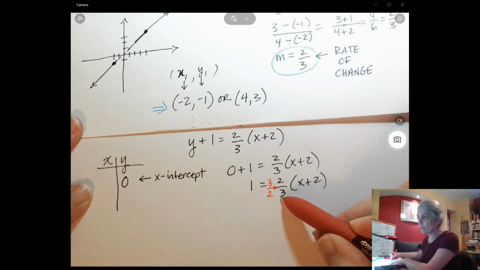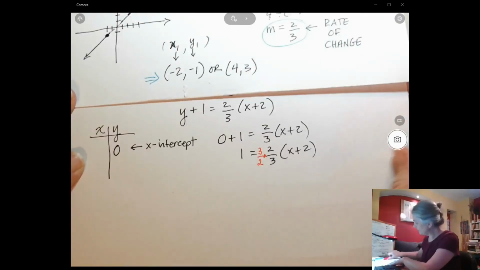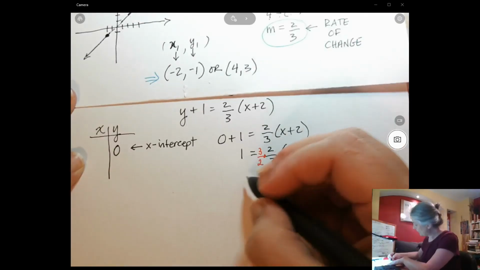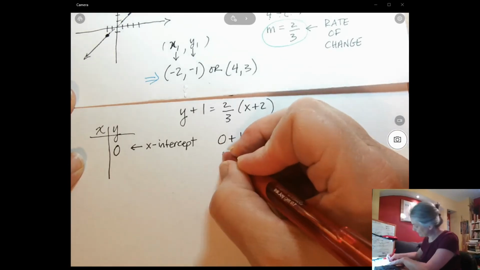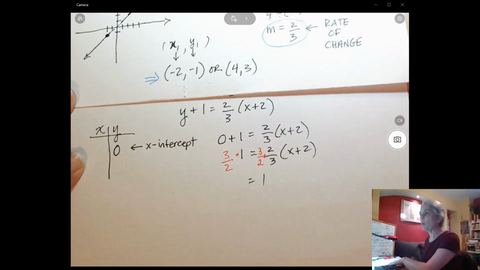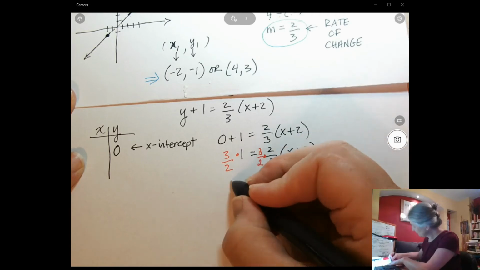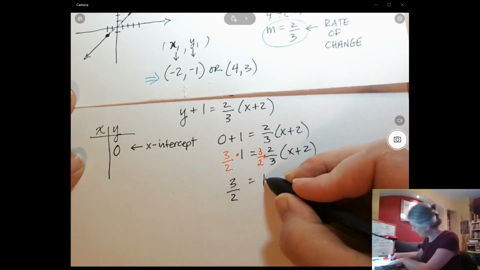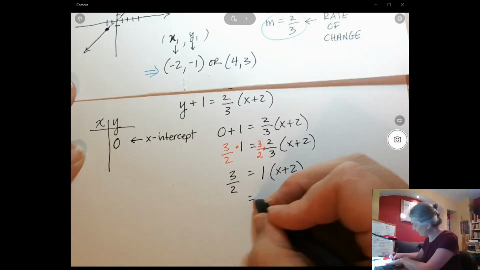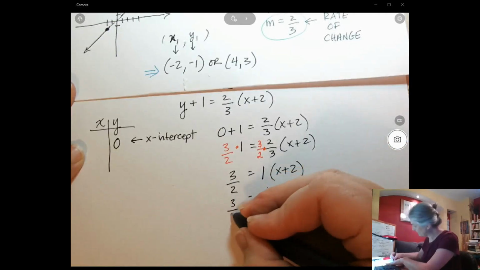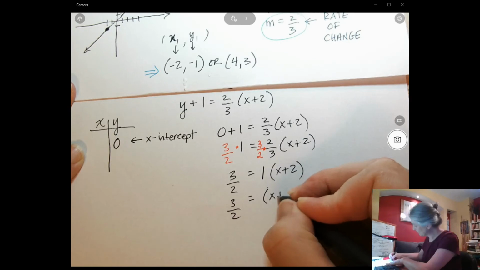When we do that, we're going to get the number 1. But whatever we do on one side, we have to do on the other, right? So we're going to multiply 3/2 on the left and 3/2 on the right. And what we're going to get is 3/2 on the left and 1 times x plus 2. Well, we can just simplify that as 3/2 is equal to x plus 2.